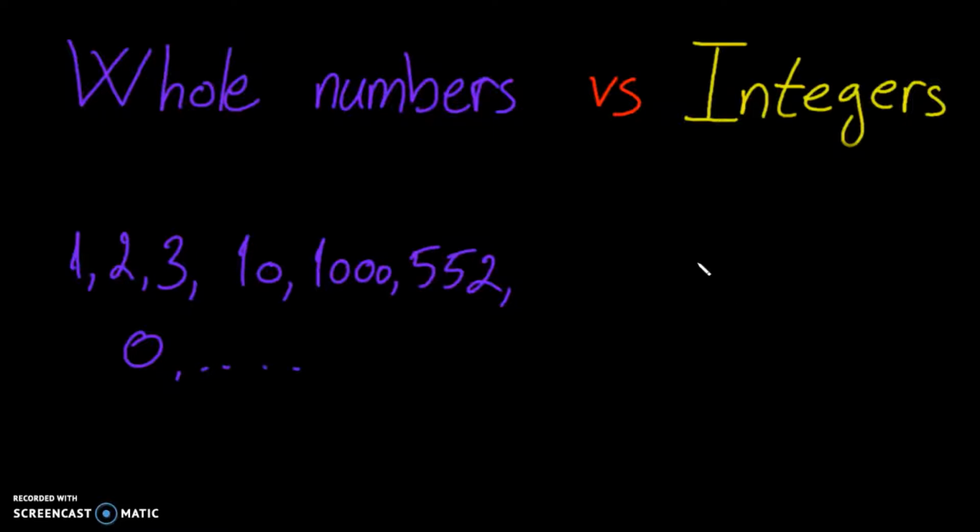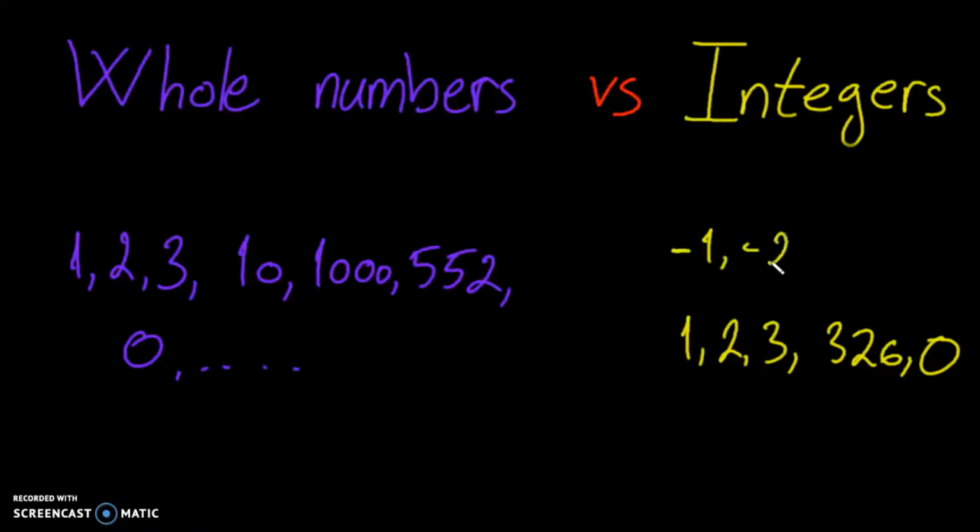Integers are all numbers that are greater than 0, so 1, 2, 3, 326, including the 0, and all numbers below 0. Negative 1, negative 2, negative 10, negative 100.